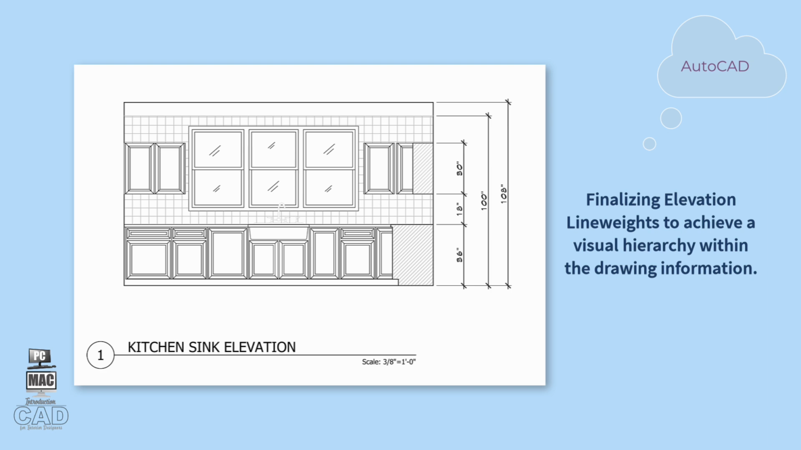Once you've completed all of the steps in the graphic handout that will walk you through the different aspects of drafting an interior elevation, you will want to adjust the line weight settings to achieve a visual hierarchy. What does that mean? The term visual hierarchy encompasses a couple of ideas.